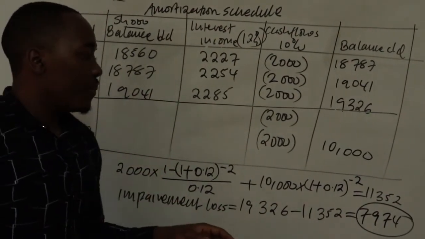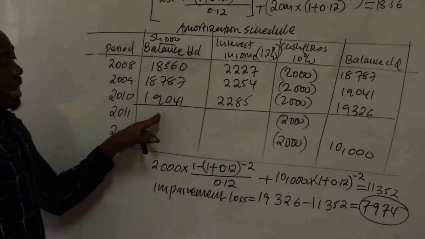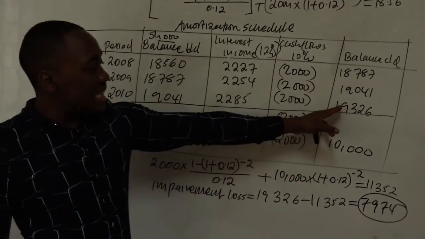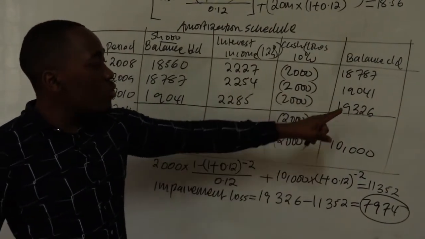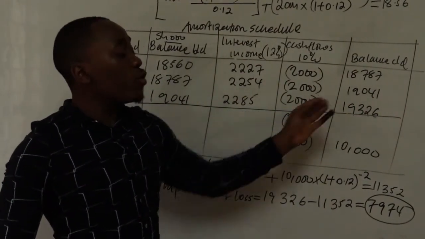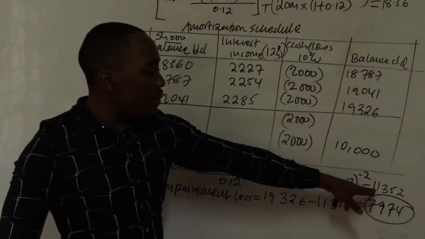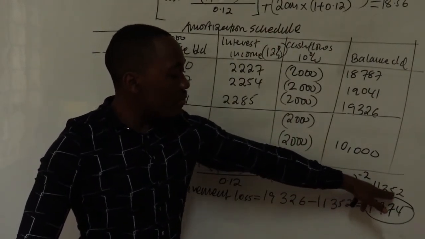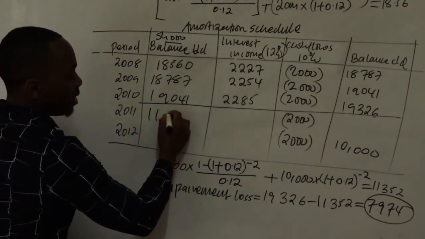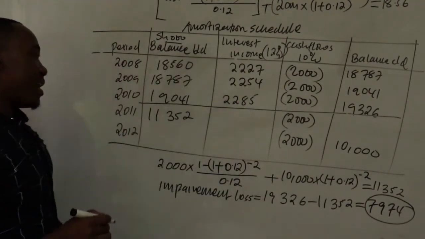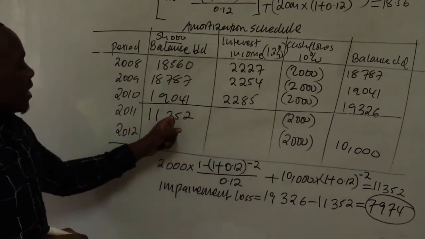So now, this is what happened. In 2011, the balance brought down will not be 19. Remember, the closing becomes the opening. In this case, remember, it has been impaired. So you will do 19,326 minus the impairment, and it will remain with 11,352. That's the fair value now. So it will be 11,352, and then the analysis continues.